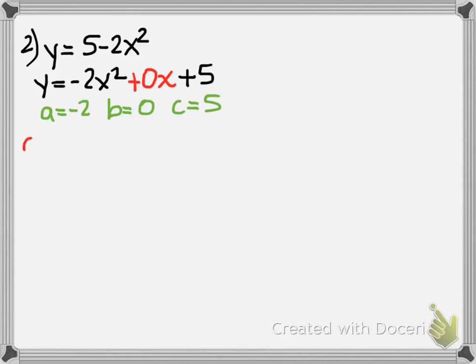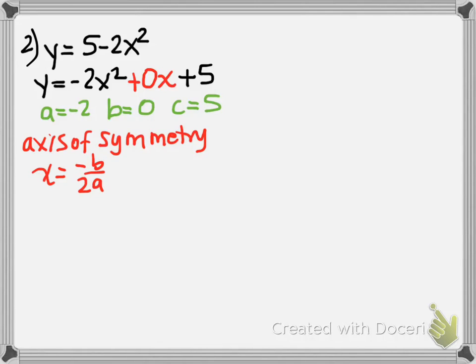So again, I go to axis of symmetry, which is x equals the negative of b over 2a. And for us, we plug in the negative of 0 over 2 times negative 2. So here's what's super important, is that you guys put your b value in parentheses so that if it's negative, there's still that negative on the outside. So what we get is 0 over negative 4 for a grand total of x equals 0.